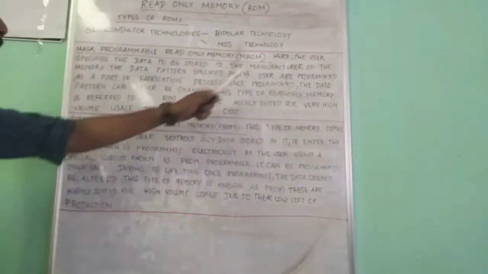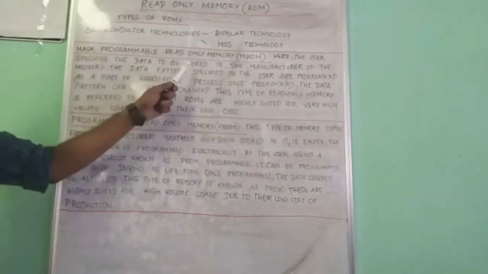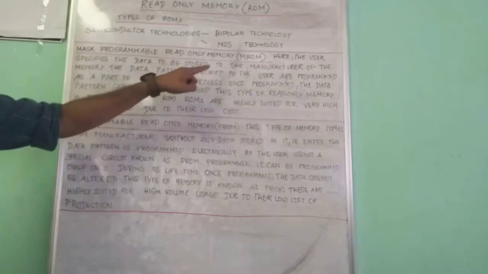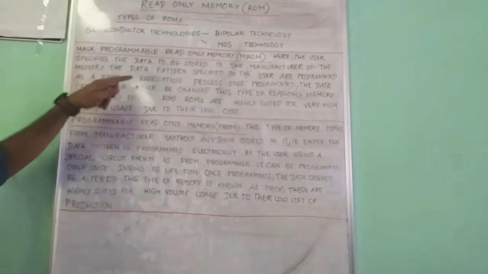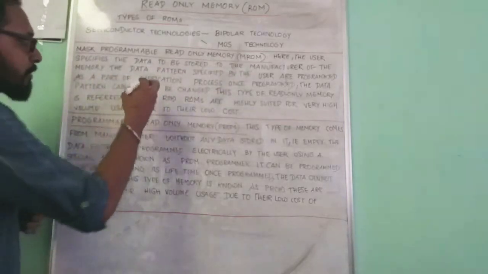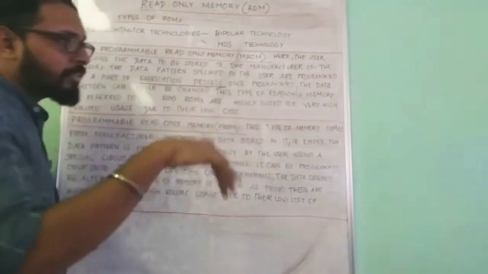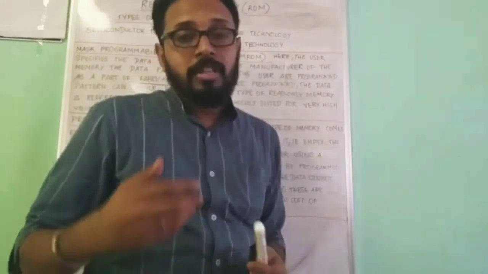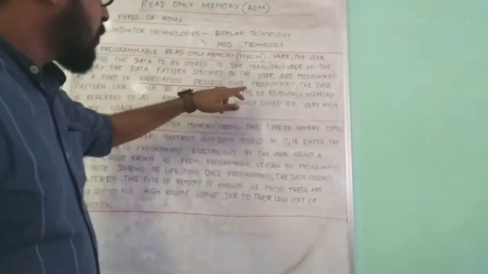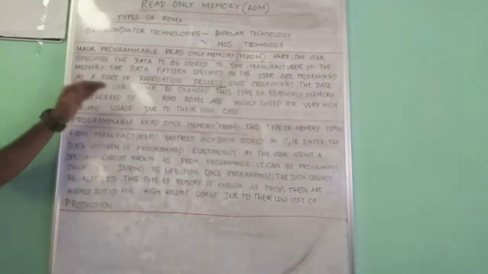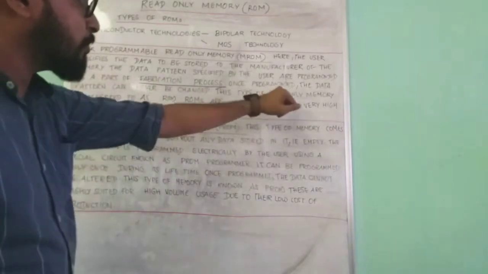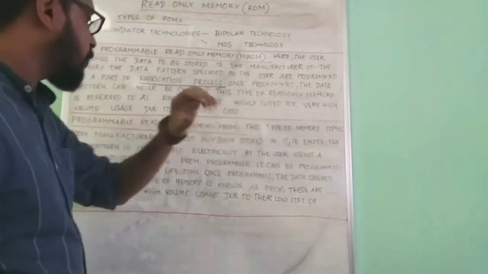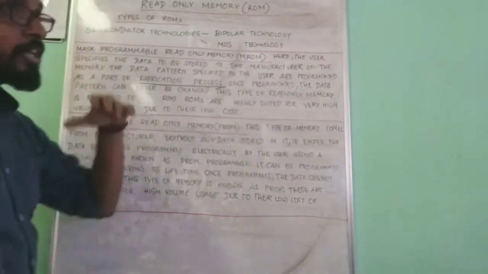Let's go through. Here, the user specifies the data to be stored to the manufacturer of the memory. The data patterns specified by the user are programmed as part of the fabrication process. Fabrication process means the way of entering data. Once programmed, the data pattern can never be changed. This type of read-only memory is referred to as ROM. ROMs are highly suited for very high volume usage due to their low cost.